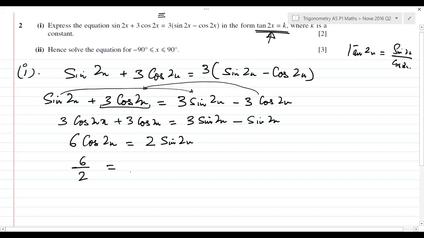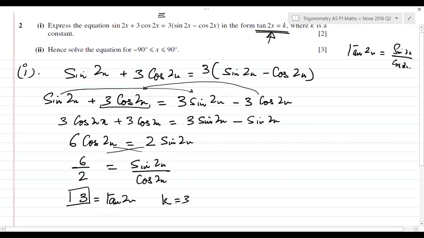6 divided by 2 is equal to sine 2x over cos 2x. So what I've done is I've taken sine 2x over cos 2x, and I've shifted this. I've cross multiplied these two basically. So 6 over 2 is just 3, and sine 2x over cos 2x I get as tan 2x. My question was asking for the form tan 2x is equal to k, where k is a constant. So yes, k is a constant, and the value of that k is 3. So that's the answer. That's part 1 done.